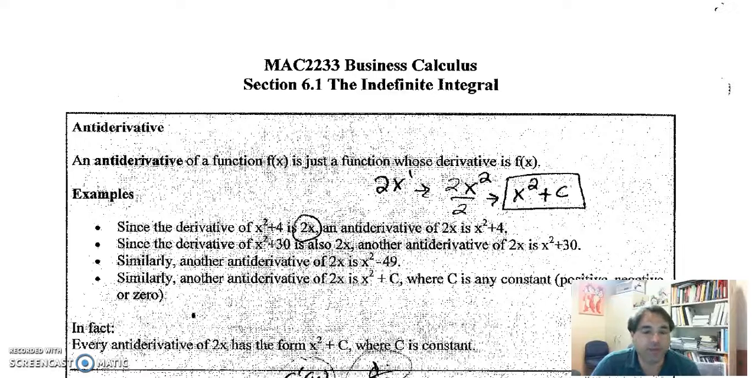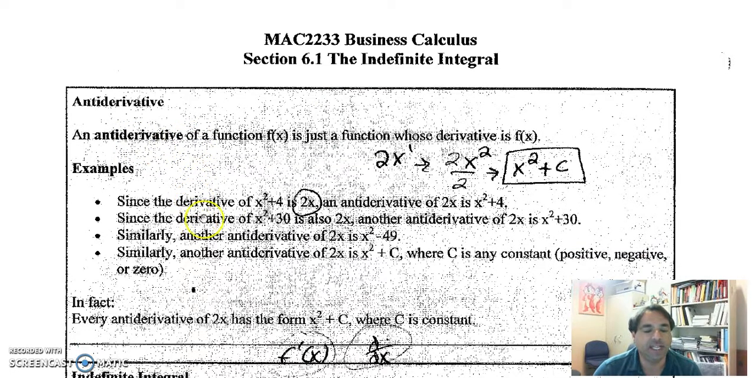Hello, in this video for MAC2233, Calculus for Business and Social Sciences, we'll be going over Chapter 6, and specifically 6.1, the indefinite integral. What we'll be talking about is the antiderivative. The antiderivative is the opposite of a derivative.